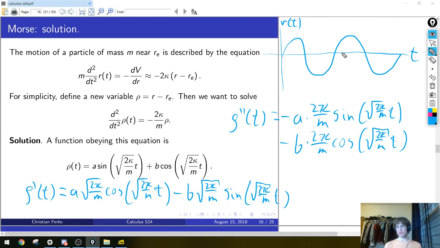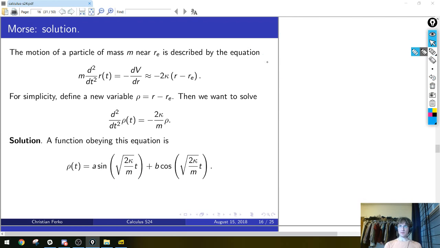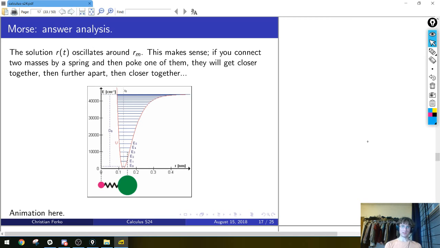Which is exactly what you'd expect, right? If they want to be at a particular equilibrium distance and you kick one of them to perturb their distance from that equilibrium, then they're going to oscillate around it. I have a better drawing of that than the one I just did. So, going back from rho to r, it's the same thing. You just add r sub e, and it's going to oscillate around r sub e now.